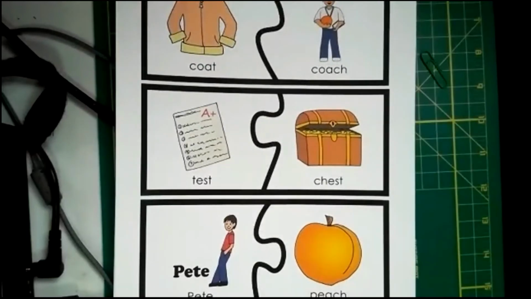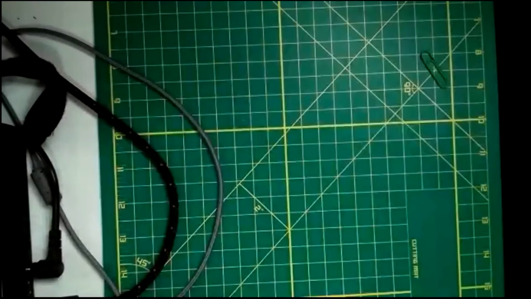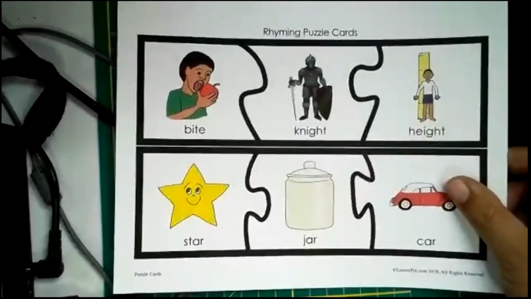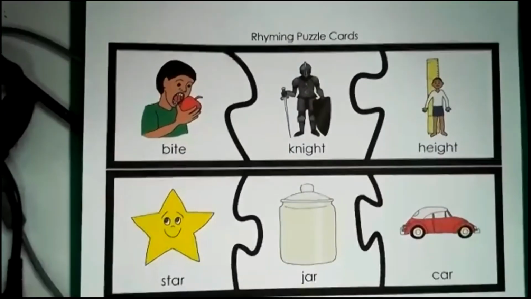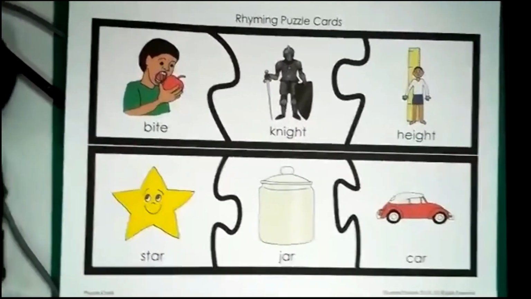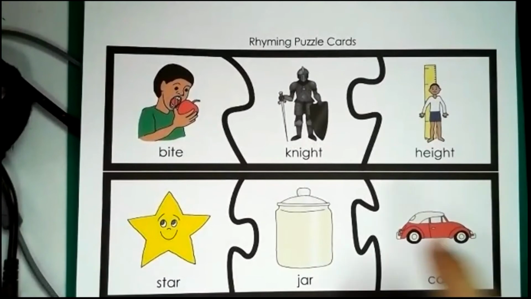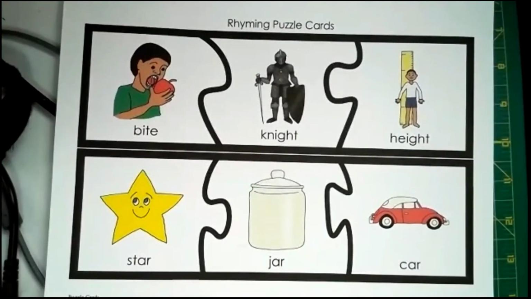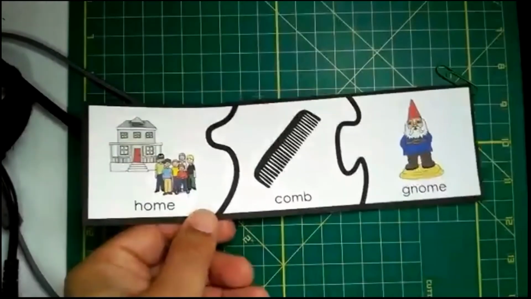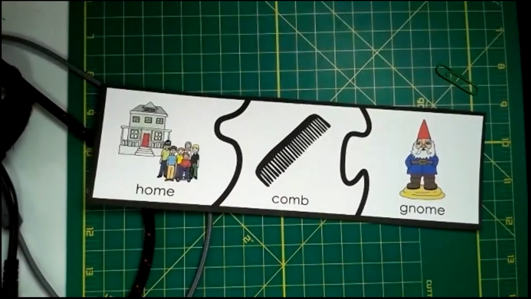The next one would be a sample of a 3-piece puzzle. These all are rhyming words. So you have to find the words that sound the same or differ by sound: bite, night, height, and star, jar, and car. I like using words that are not spelled the same for a little bit older kids. So like home, comb, and gnome. Very good, an interesting spelling.